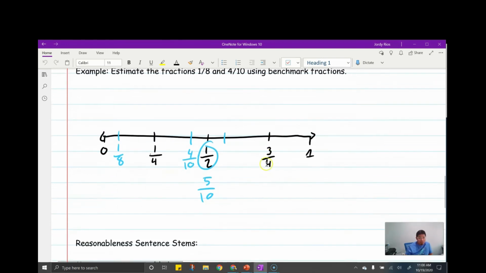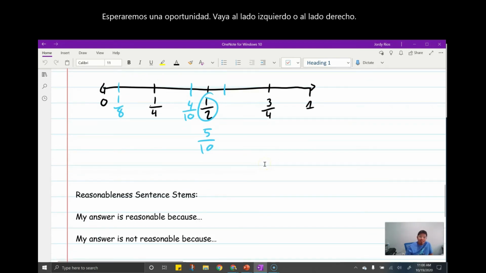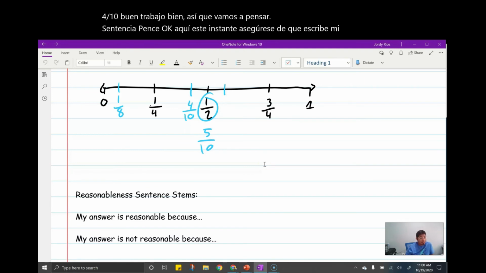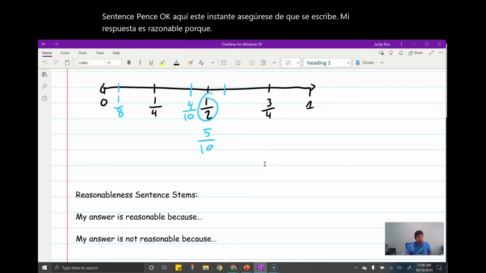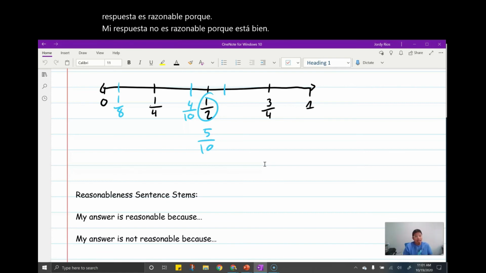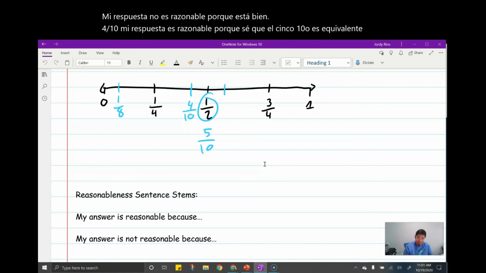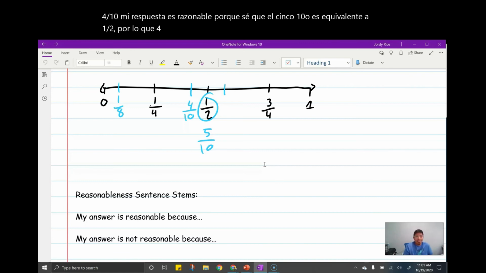Alright, so let's think. Okay, reasonableness. Sentence stems. Here is a sentence. Make sure you write it down. My answer is reasonable because. My answer is not reasonable because. Okay? 4/10. My answer is reasonable because I know that 5/10 is equivalent to a half. So therefore, 4/10 has to be closer to a half than it is to 0, 1/4, 3/4, or 1. Good job.